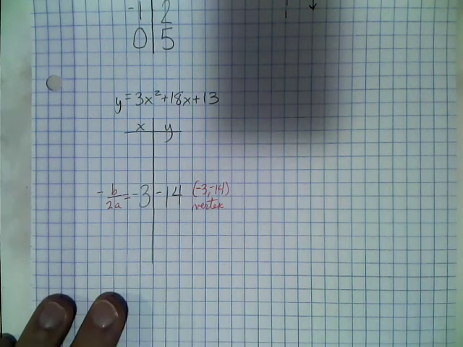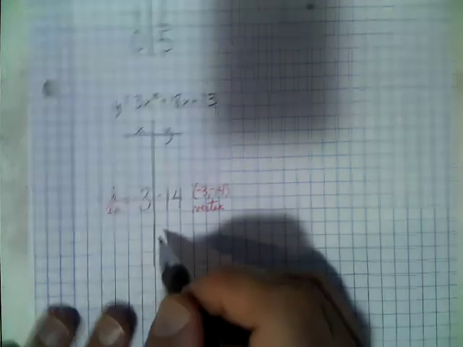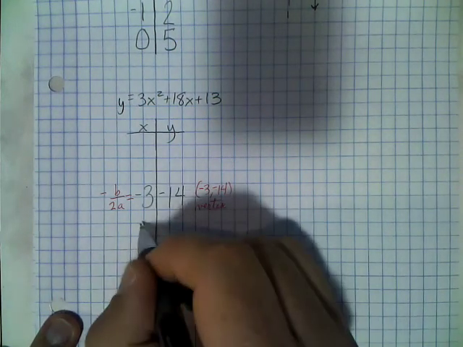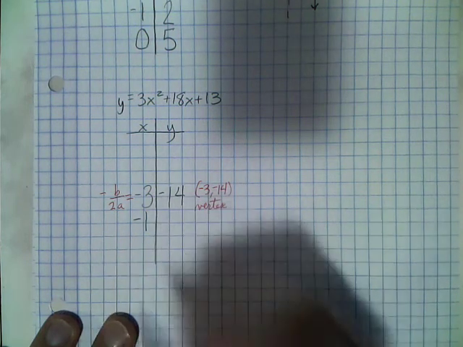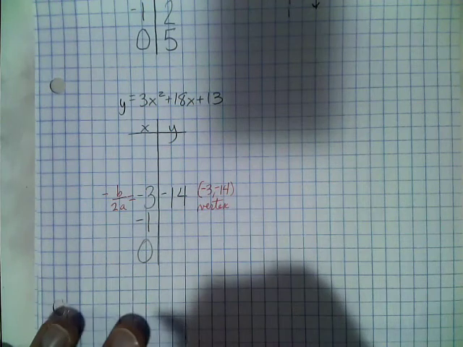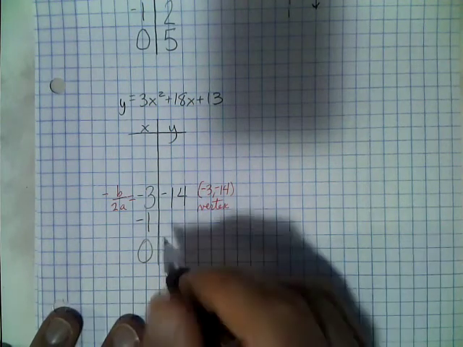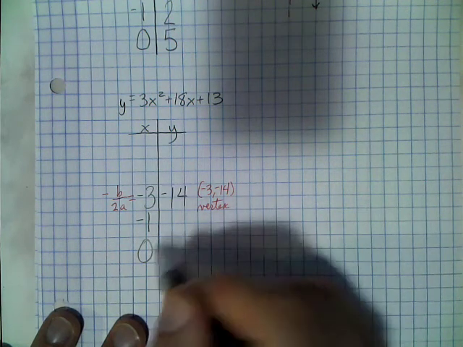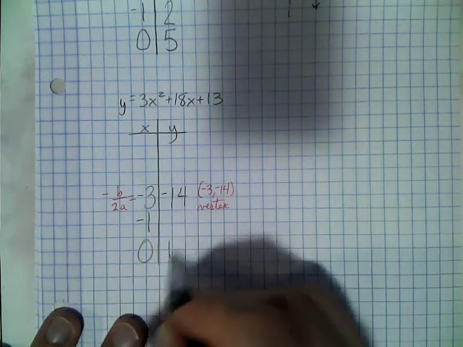All right, and then we just need to go a little bit on each side. So I'm going to go over to, let's go over to negative 1, just because negative 1 sounds easy to plug in, and then 0. And that'll give me my y-intercept. So the y-intercept is easy, it's just going to be 13.